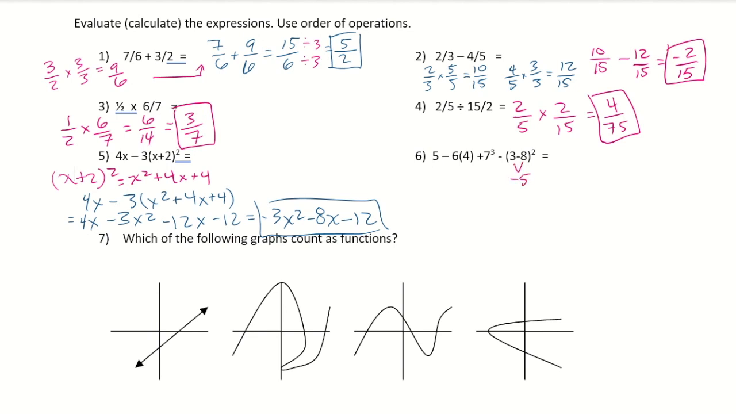Similarly, on this next problem, we want to do the parentheses first, so we get 3 minus 8 is -5. So then we get 5 minus 6 times 4 is 24, 7 cubed is 343, minus 325, that equals 299.